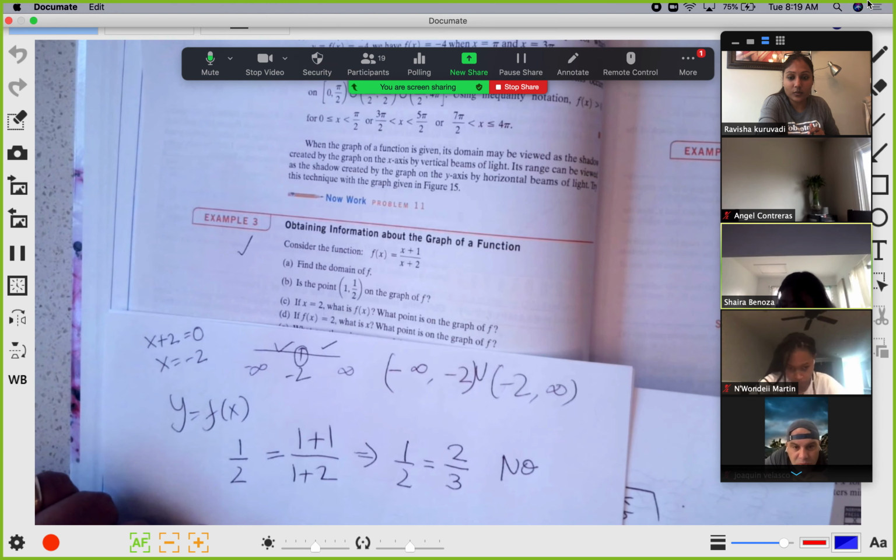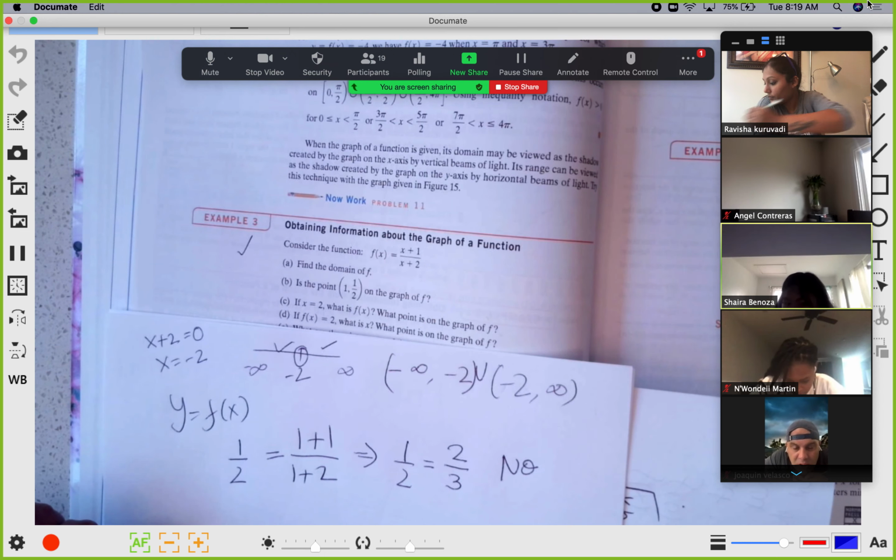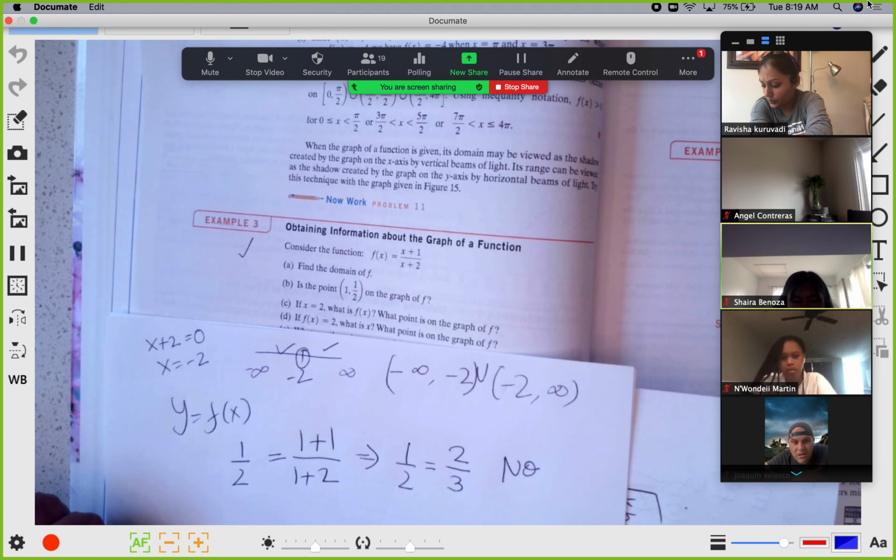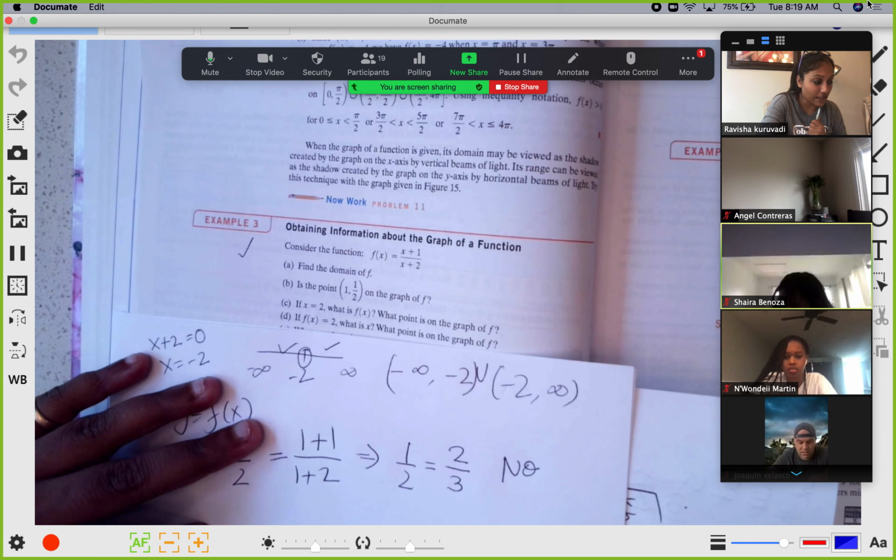Anyone has any doubt with this one? Samantha, can you tell me the next one? If x is equal to 2, what is fx? What point is on the graph of f?